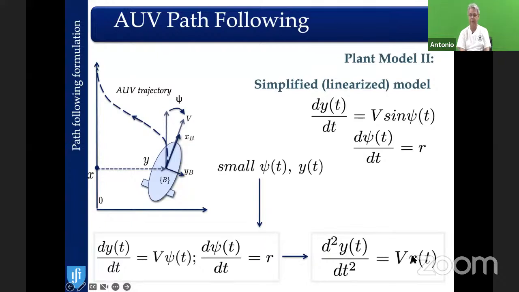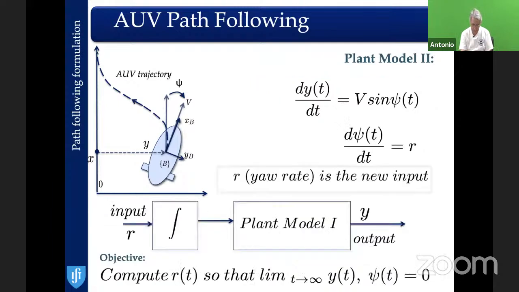Now this is your model. It's a second order model now, instead of being a first order model, okay? And again, the same question. How do you choose r such that y converges to 0, okay? And you do the same trick. Remember what we did before.